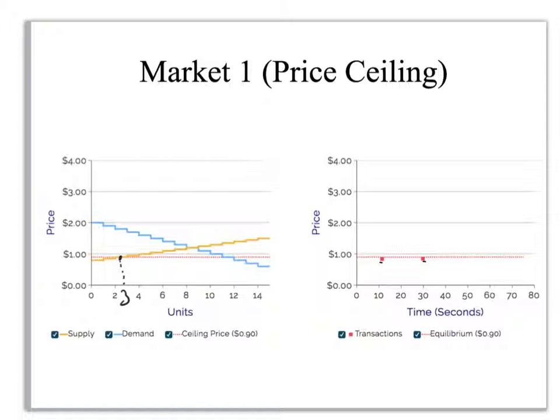Moving on to market 2, where supply is less elastic, we're going to expect to see a higher quantity of oranges bought and sold with the same price ceiling.